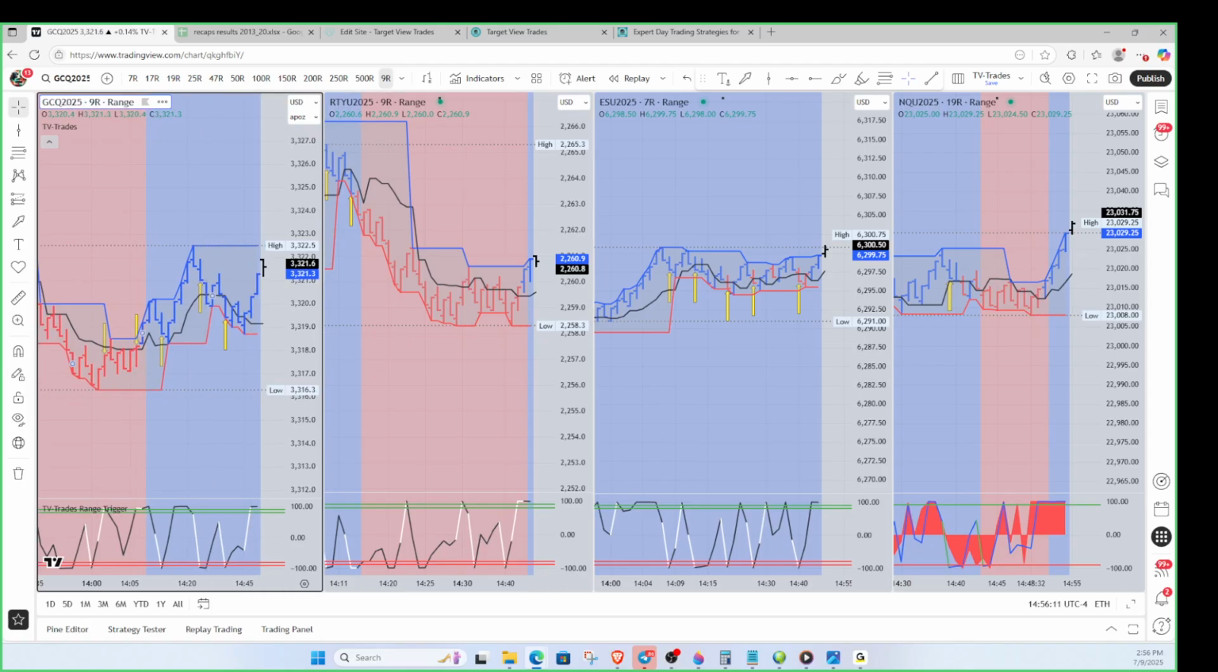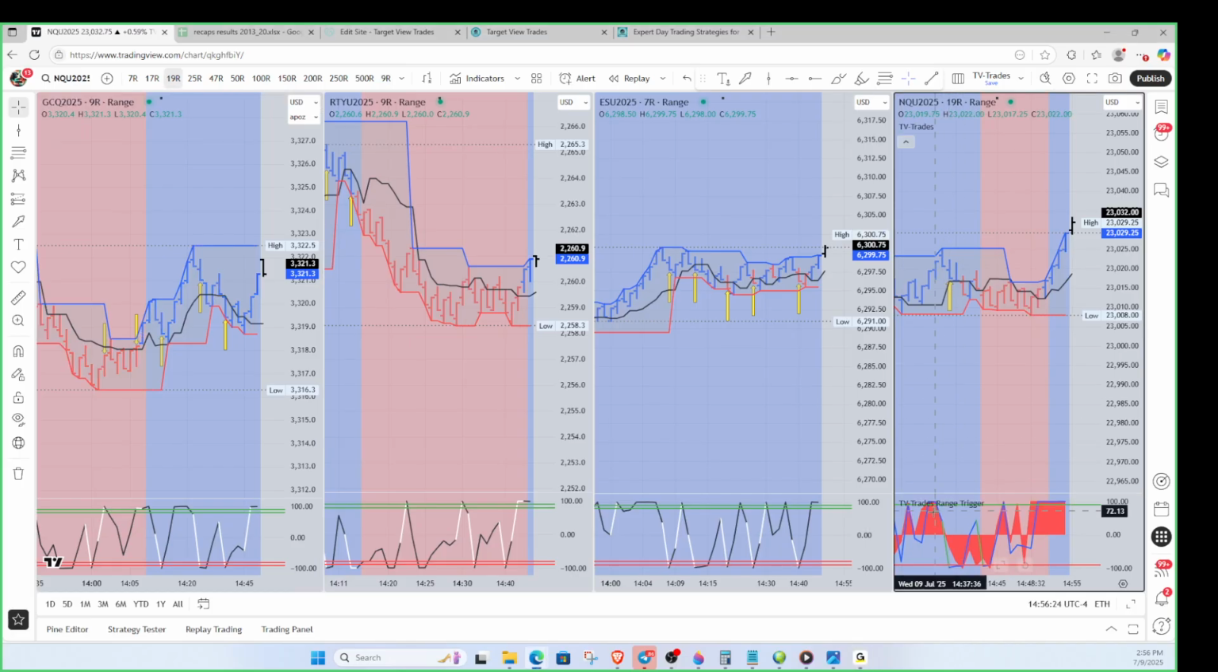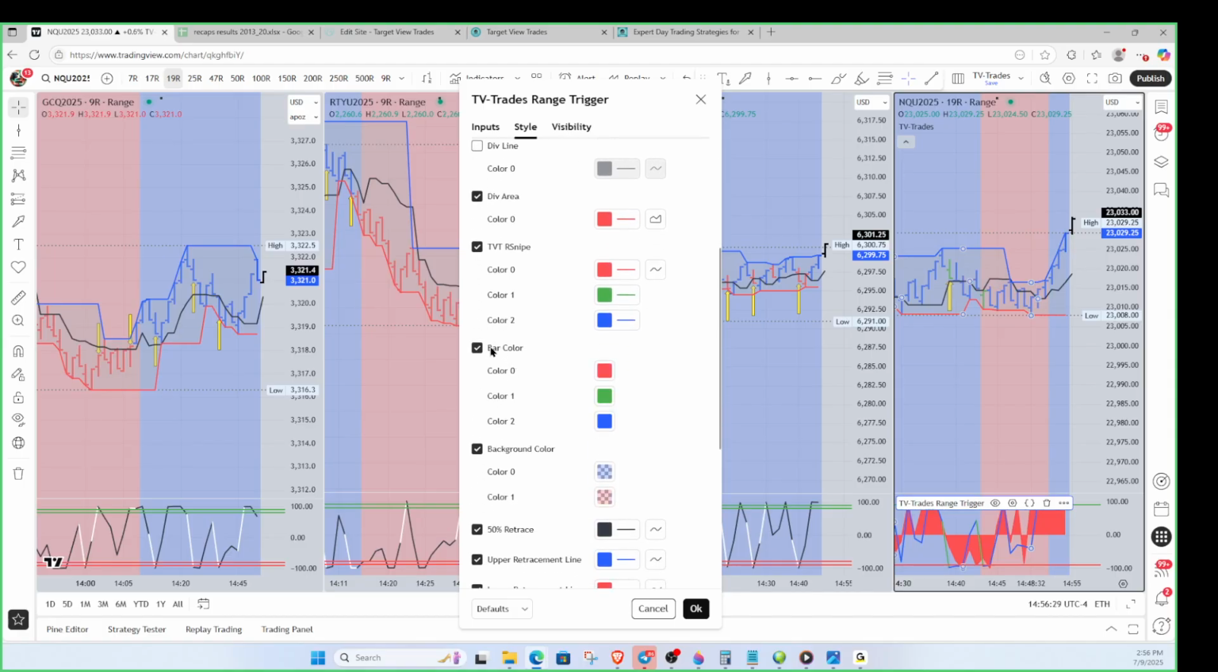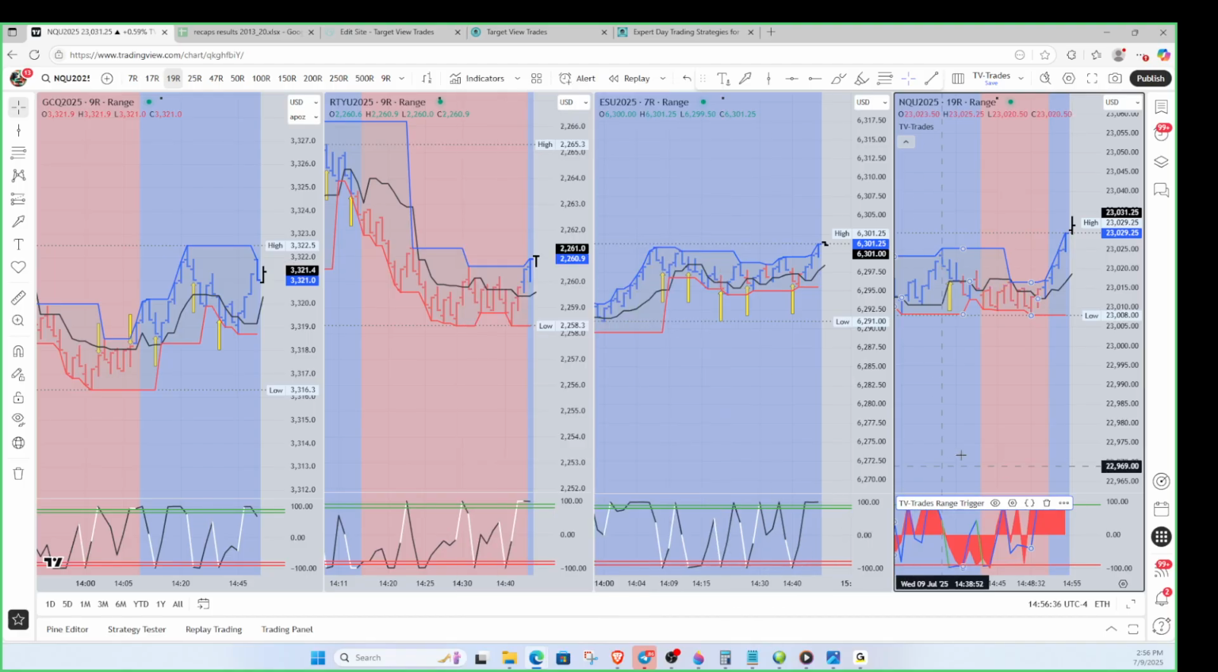I want to make sure I cover any questions that you guys have. You shut off the optimized trigger and place the basic one on, but you have times green and red bars. It's inside the TV Trades range trigger. It's this right here. Shut that guy off. And you see how it puts the bars green in there when it's green down here. Turn that off. Okay. Do I ever trade the ES on the 4 range? I haven't done that in a long time.